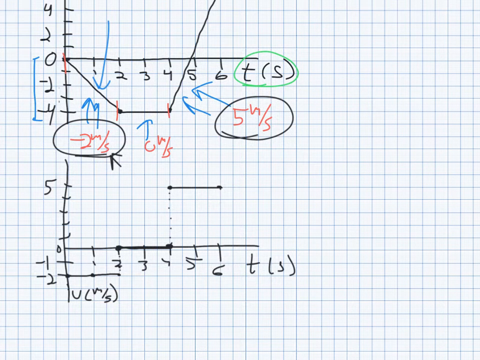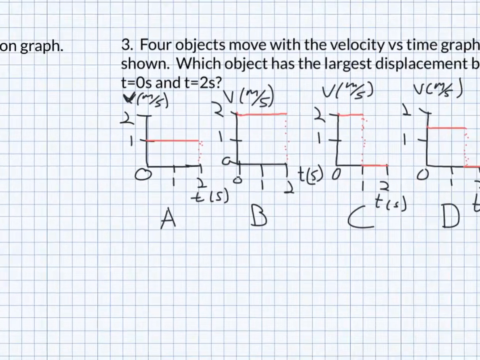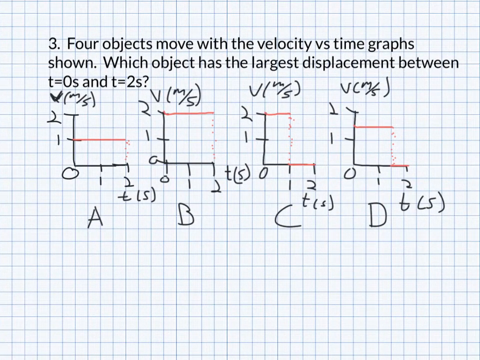Okay? So, now we go forward. Let's do number 3. All right, comparisons. So they've given us 4 graphs here, and we want to know which object moved the farthest, or ended up the farthest away from where it started during this 2-second interval.